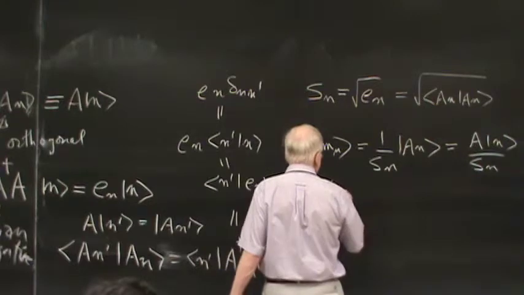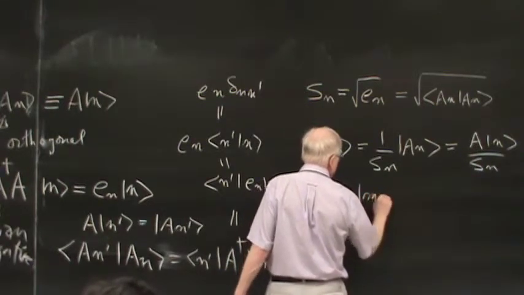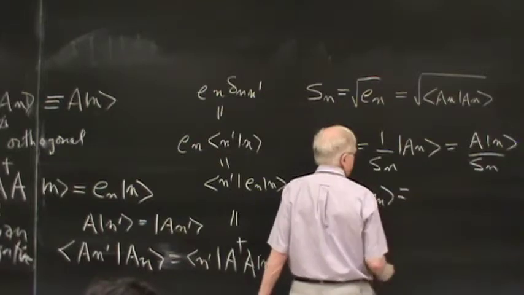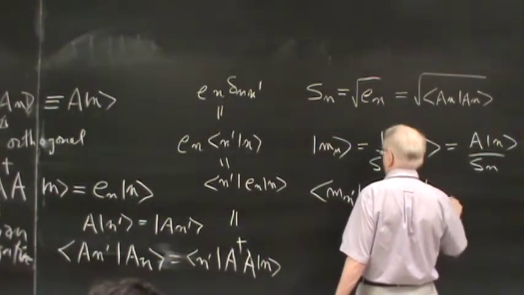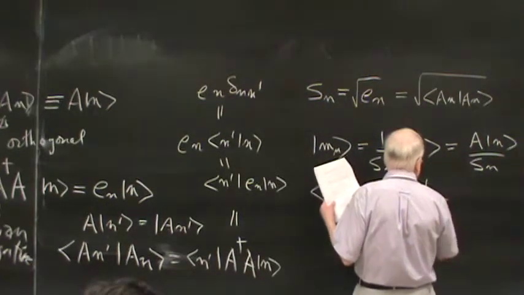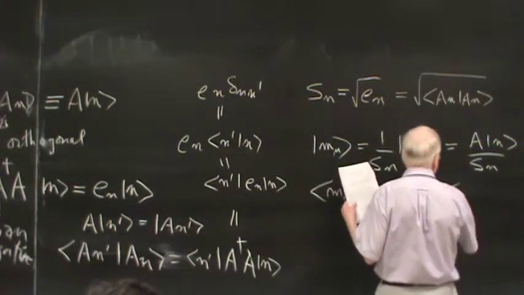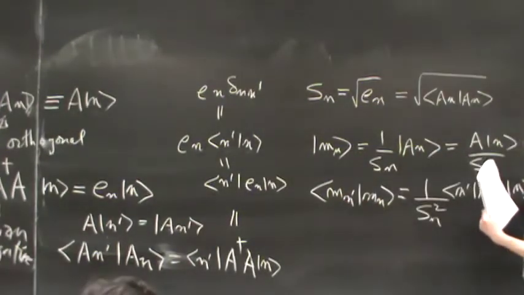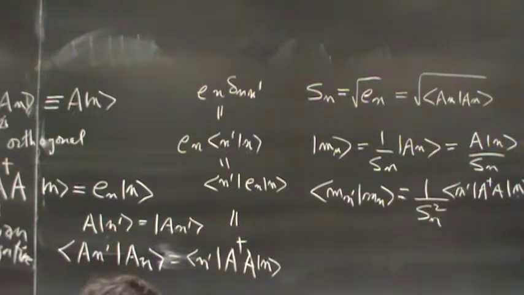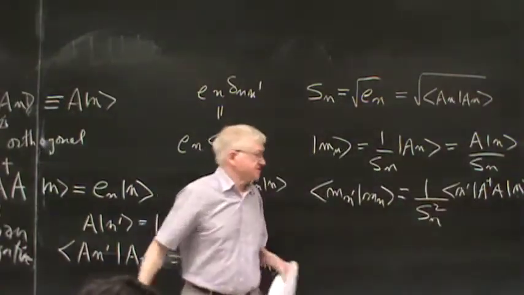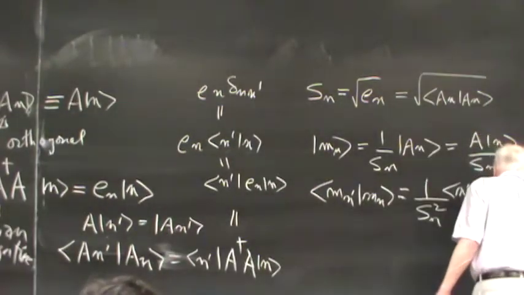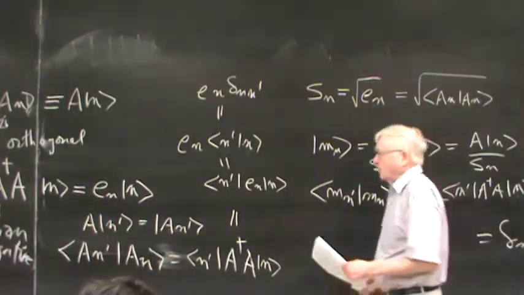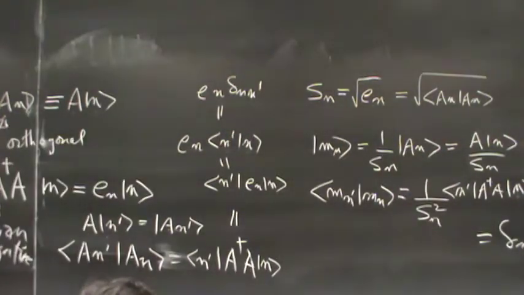So then, say, m n prime dotted with m n is 1 over Sn squared times n prime A dagger A n, and this then gives us En delta n prime n over Sn squared, but Sn is the square root of En, so this is just delta n prime n.